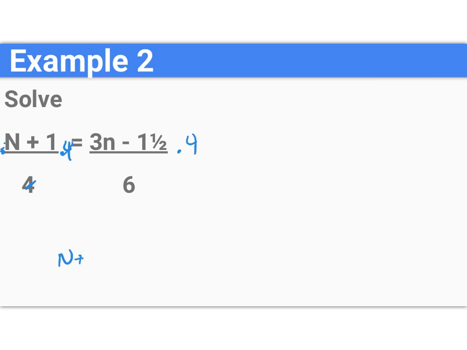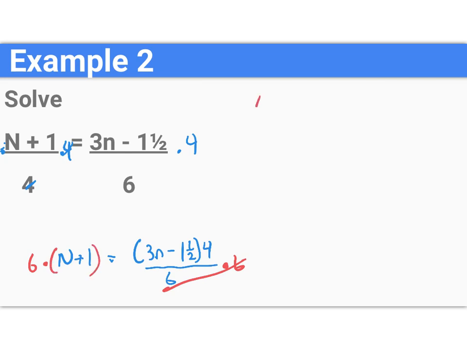I have n plus 1 equals 3n minus 1.5 times 4 all over 6. Then I'm going to multiply by 6 to get rid of my denominators. And what you do to one side of an equation, you have to do to the other. So now I will have 6 times n plus 1 equals 3n plus minus 1.5 times 4.